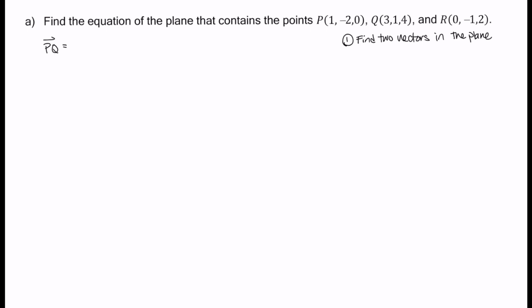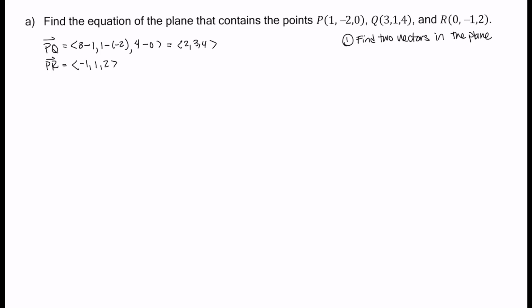So PQ, we start with the x-coordinate of Q, so that's 3 minus the x-coordinate of P, which is 1. Do the same thing for y, so this is 1 minus negative 2. And then we have 4 minus 0. So this will give us 2, 3, 4. Now do this again for another 2 points. I chose PR. And the resulting vector here is negative 1, 1, 2.